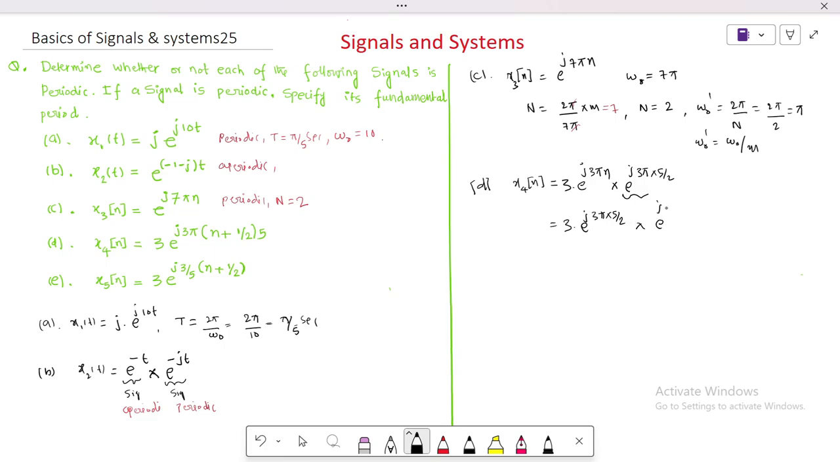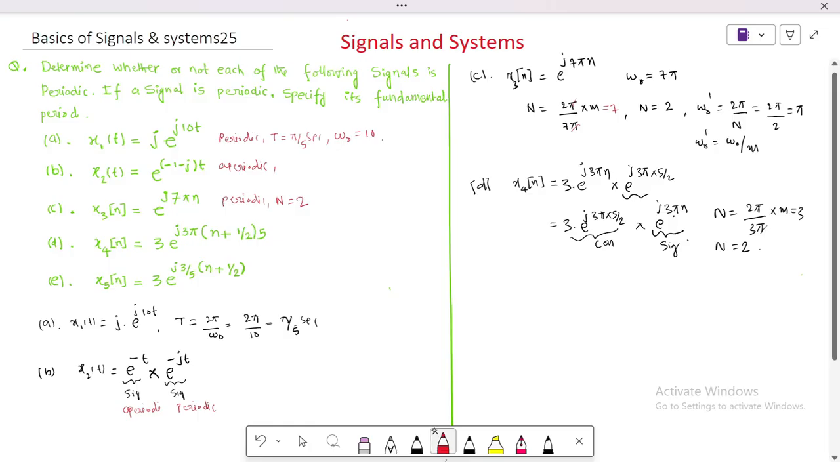Into e power j 3 pi n, is it? So this is the constant. So this is the signal. It is a discrete signal having the pi, so this is a periodic signal, there is no doubt. So fundamental time period equals 2 pi by 3 pi into m, so pi gets cancelled. To cancel the 3, we should take m equal to 3, so 3 gets cancelled, then n equals 2. So this is periodic, with n equal to 2.